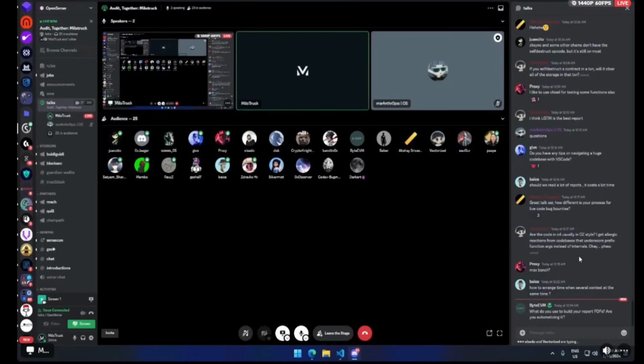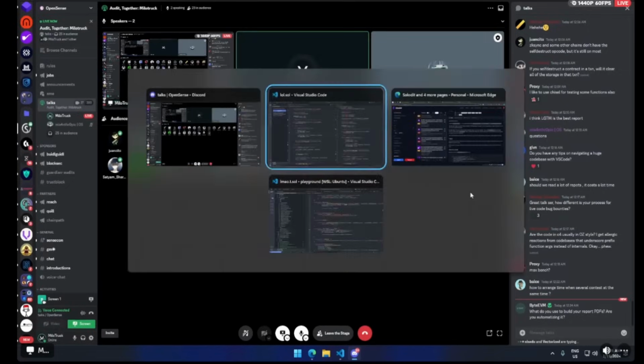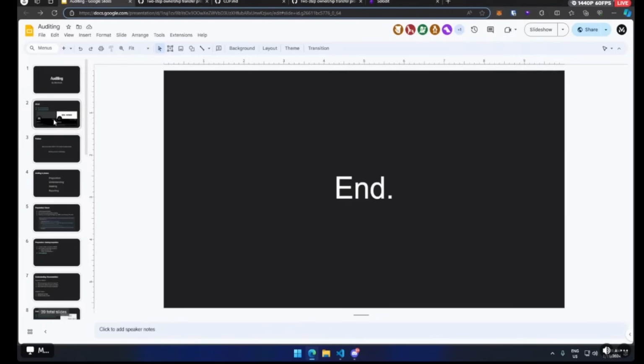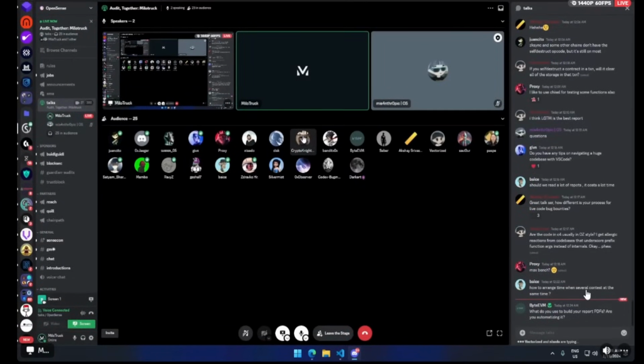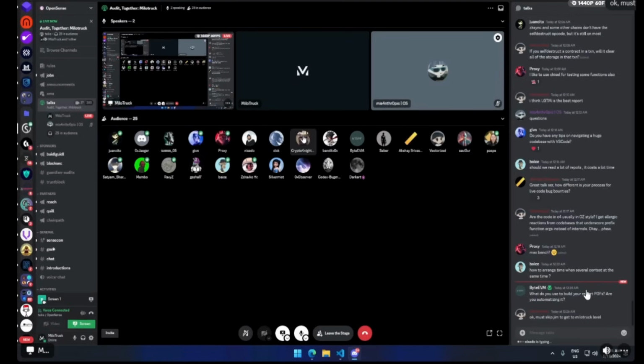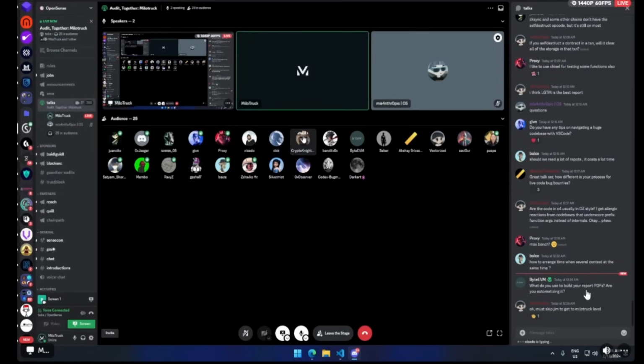How to arrange time across several contests at the same time? Yeah, if you read my blog, I mentioned that I don't recommend focusing on multiple contests at once, and you should always spend as much time on a contest as possible. The reason is that in a contest, your rewards are exponential. For every more complicated or more unique bug you find, it will be less duplicated, so your reward will grow exponentially. So you should always be spending as much time as possible to find the deep hidden bugs.